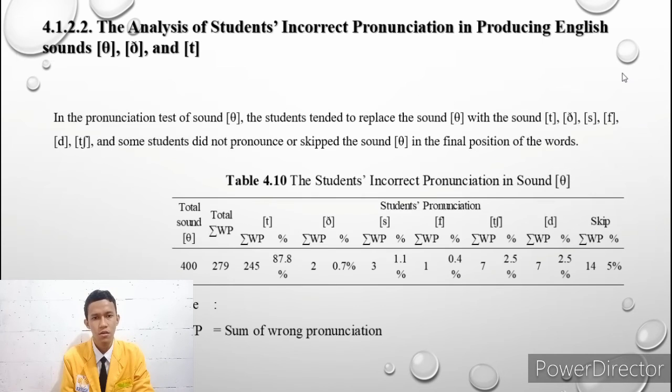And then for the analysis of student incorrect pronunciation in producing English sound th and th, in the pronunciation test of sound th, the student tend to replace the sound th with the sound ta, th, s, f, t, and ch, and some students did not pronounce or skip the sound th in the final position of the word. The percentage can be seen in the table. Most students tend to pronounce the sound th instead of the sound th.